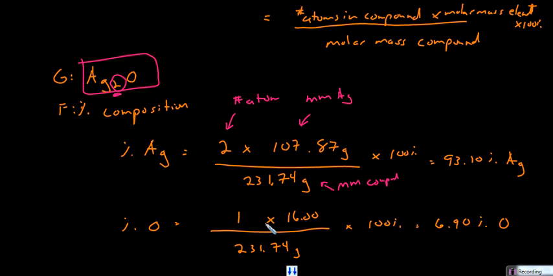And then for oxygen, it's 1 times 16.00 divided by 231.74. You get 6.90% oxygen. How was your calculation? Well, add them up. This actually gives us precisely 100.00%. You've done a good calculation.